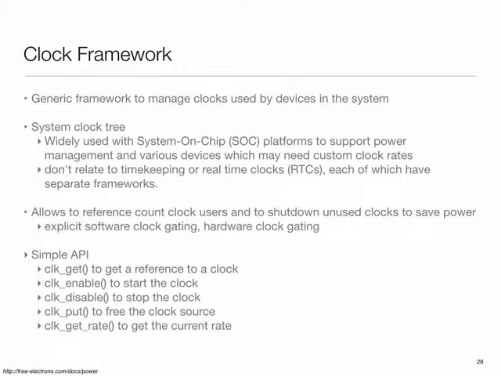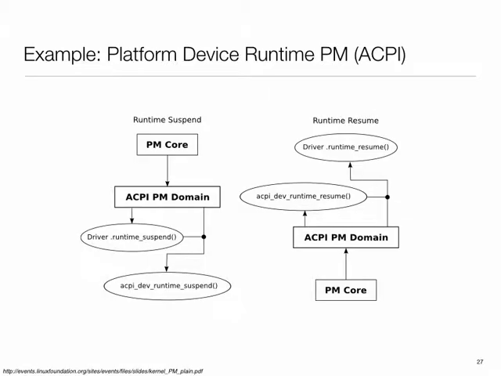And what the OS does is keep track of how many users there are for a particular clock, and if the count of users goes to 0, it knows that it can shut off that clock. Okay, so that's all that happens in this particular framework. It's keeping a reference count of how many users there are for a clock, and then shuts things down. And this is essentially a software-based approach to clock gating.